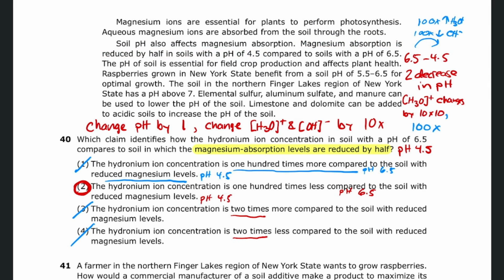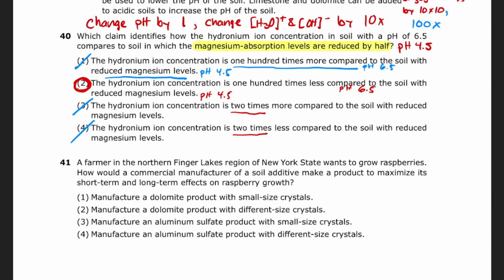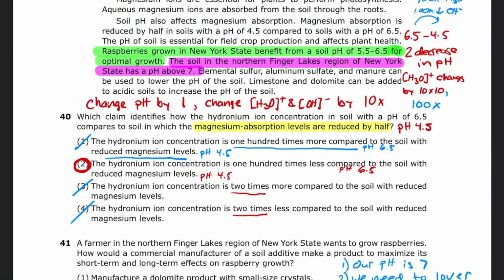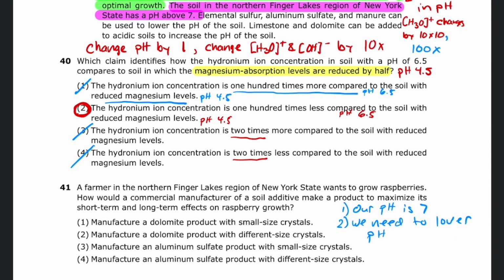Right in the passage, it says that raspberries grown in New York State benefit from a soil pH of 5.5 to 6.5 for optimal growth. And then it says that the soil in the northern Finger Lakes region of New York State has a pH of above 7. So part 1, we know that our soil pH is above 7. And part 2 is we need to lower the pH to 5.5 to 6.5.